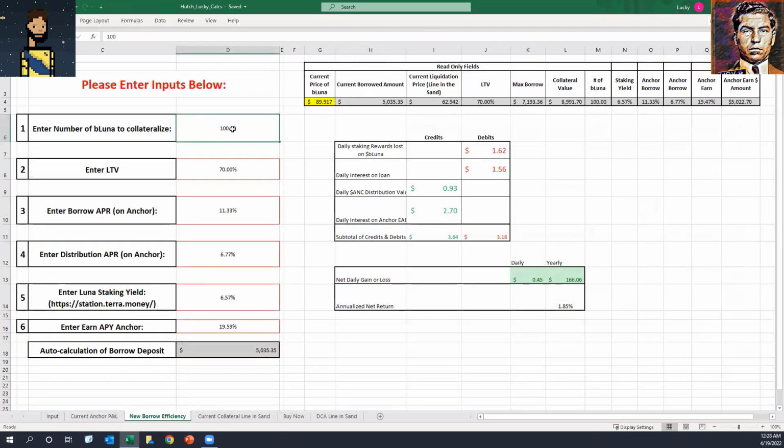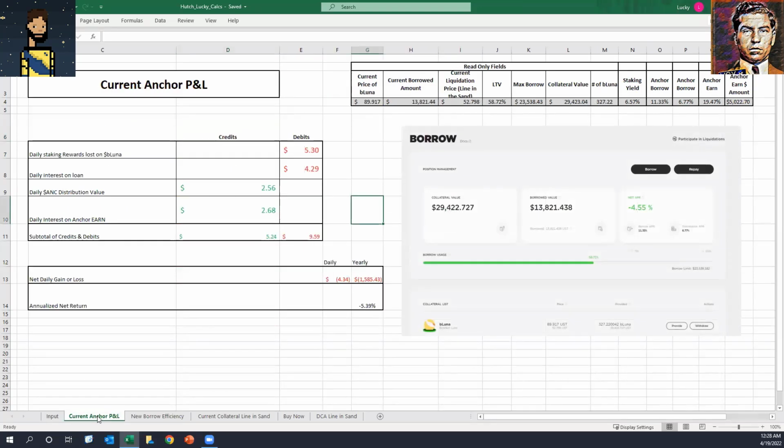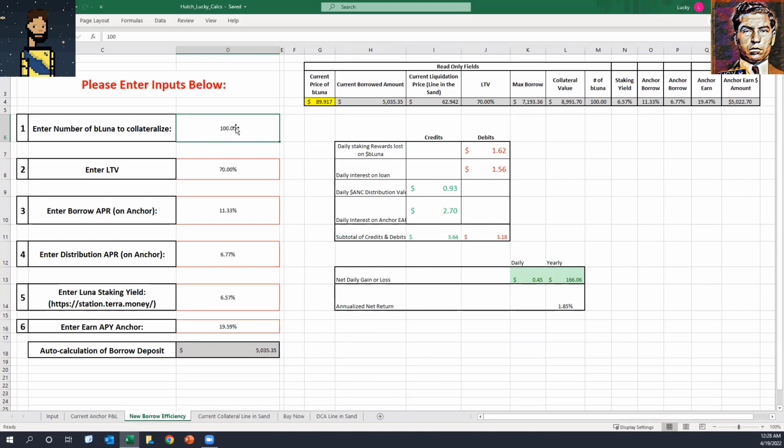Okay, and what gets him to 80? I'm just curious, because I think we should show him all three, just to show him the movement. What gets him to 80? Hold on, let me do the math real quick. We'll just guess. We'll just say like 40-ish. The higher you ride in your LTV, the more efficient it is. So let's go back to new borrow efficiency. Yeah. So let's go with the 40 with the 80, right? Okay. So that's 40 bLUNA, and you're going to ride in an 80 LTV.